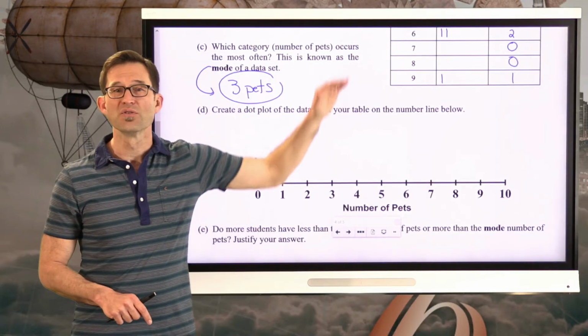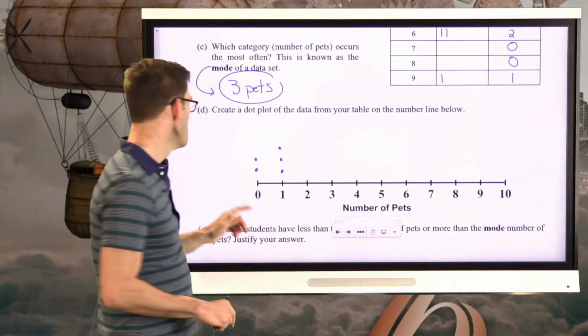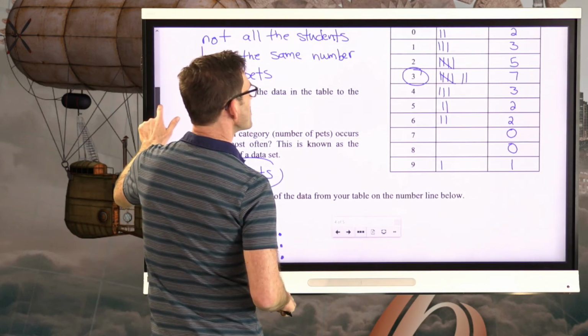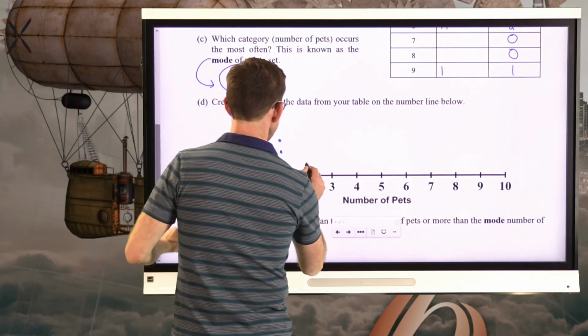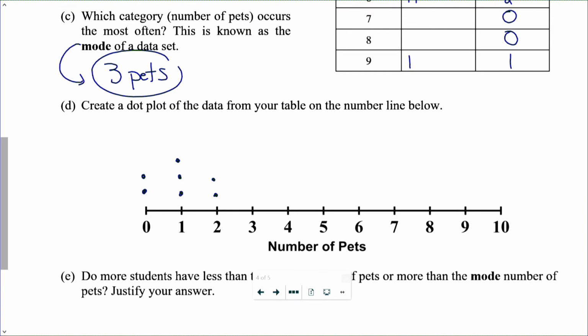All right, well, you have to excuse me because I've got to keep going back and forth. But for 2 pets, we've got 5 students: 1, 2, 3, 4, 5. For 3 pets, we had 7 students. I remember that one. That was our mode. 1, 2, 3, 4, 5, I've got to go a little bit up here, 6, 7. You probably will as well.